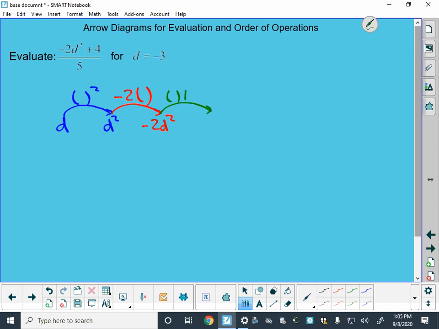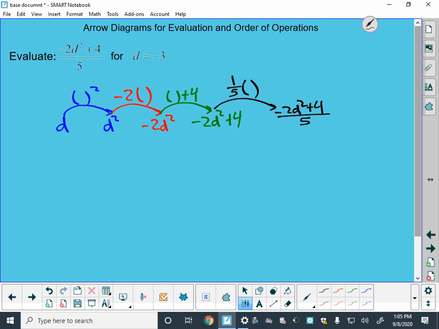And then we will add 4 onto that. That gives me -2d squared plus 4. And then finally, the whole thing gets divided by 5. I'm going to write it as a 1/5 times, just because it's a different way to do the same thing. And I end up with that -2d squared plus 4 all over 5 when I do that.